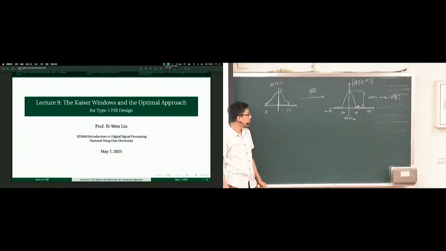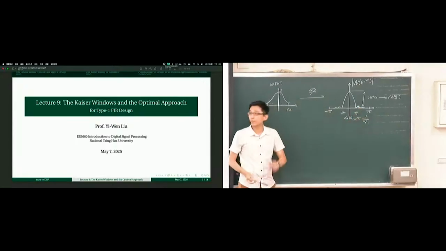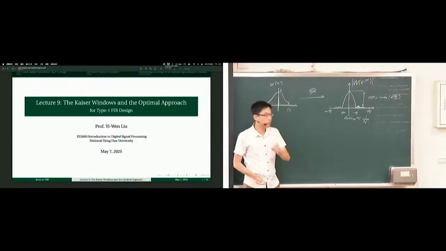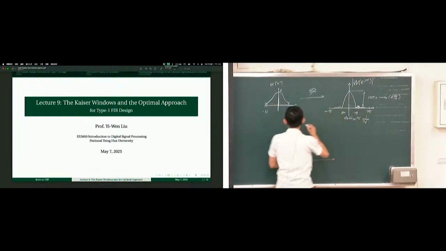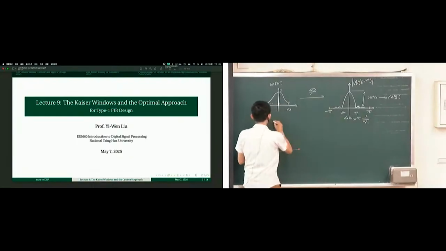And also, the second desired property is to have a small side lobe right here, because this is the side lobe, and the total area of the side lobe is related to the ripple. Remember that in designing, when we say our design, the ideal function is G, and W is the window.